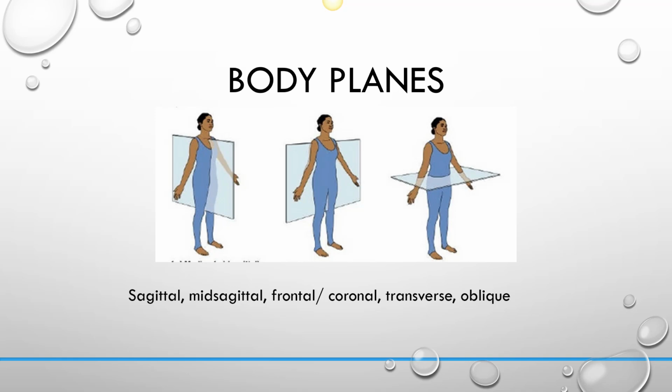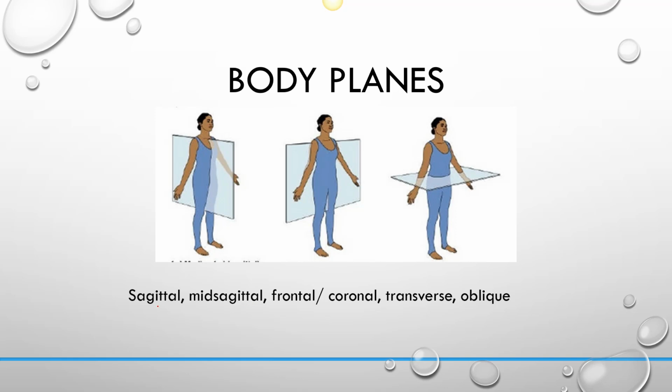The body can be cut into several major planes. So this demonstrates the three major planes of the body, and then we have some derivatives of these planes. So this one right here is showing a separation of left from right. So this completely divides the body in half. This is known as a mid-sagittal plane.